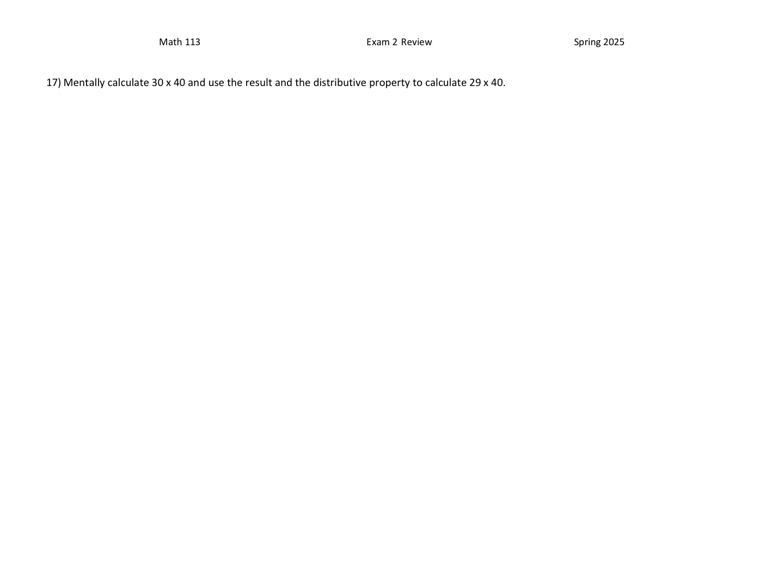Mentally calculate 30 times 40 and use the result in the distributive property to calculate 29 times 40. Okay, so 30 times 40, mentally, we can do 3 times 4 and you get 12, and then I'm going to put 2 zeros after it, one from here and one from here, so 1200. So 30 times 40 is 1200, and I can use that to do 29 times 40.